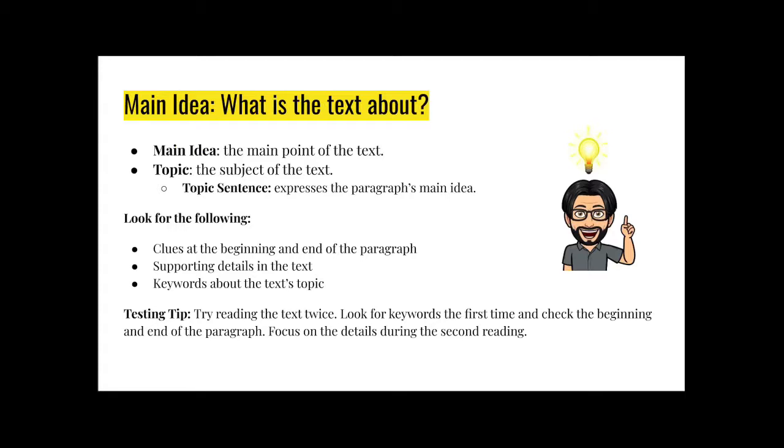So first, you want to try to identify clues at the beginning and the end of the paragraph. Typically, your first sentence and your last sentence will give you a clue to what the author is saying the main idea is. Next, you're going to look for supporting details in the text. These are those who, what, when, where, how, and why questions that we need to ask that will help us determine the main idea. And then finally, we're going to look for key words about the text topic.